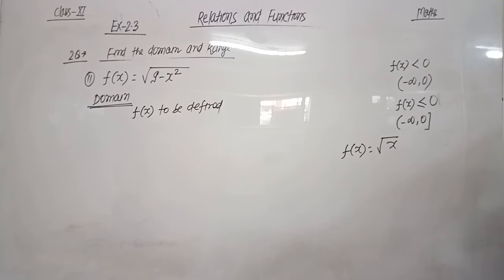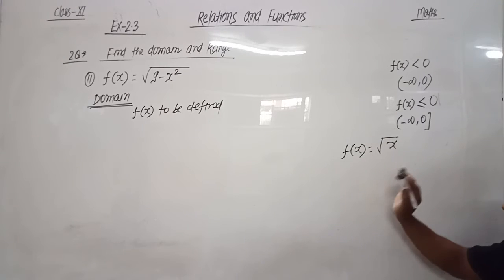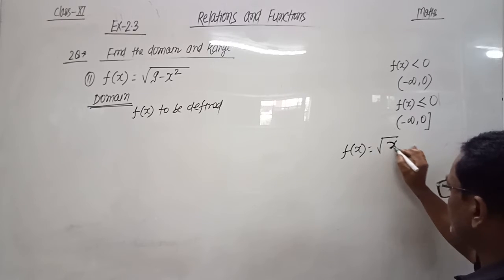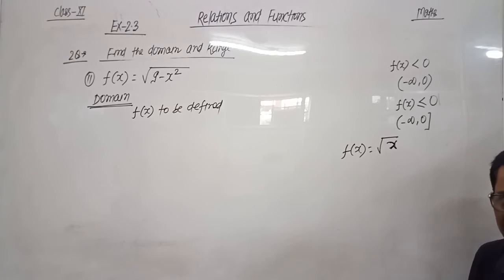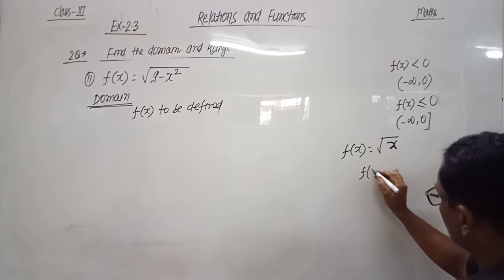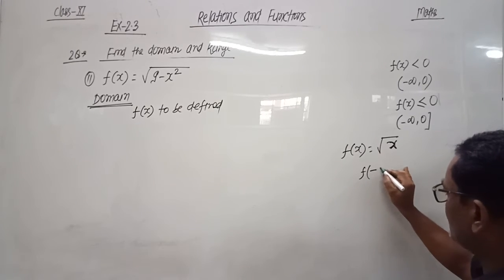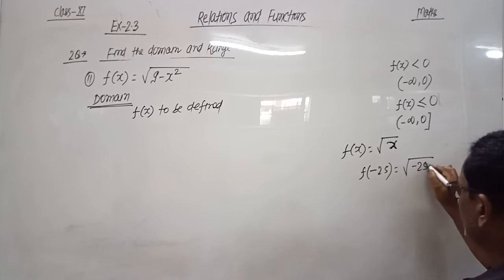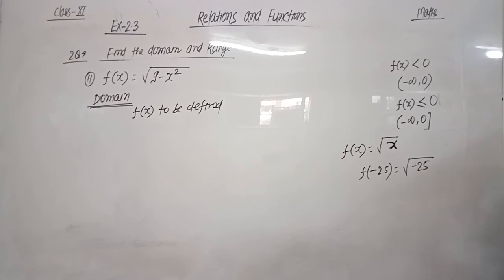f(x) equals under root of x. So for f(x) to be defined, the expression inside the square root should always be greater than or equal to 0. Because suppose we take the value of x as minus 25. So under root of minus 25 is not defined.